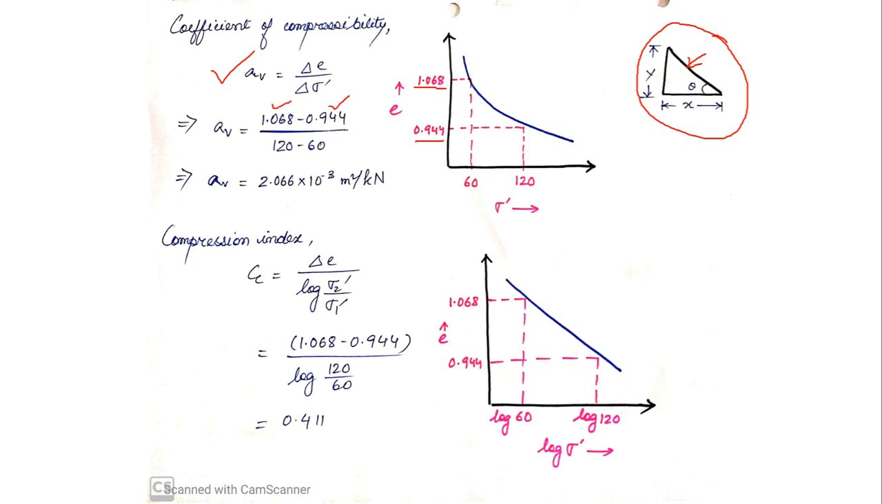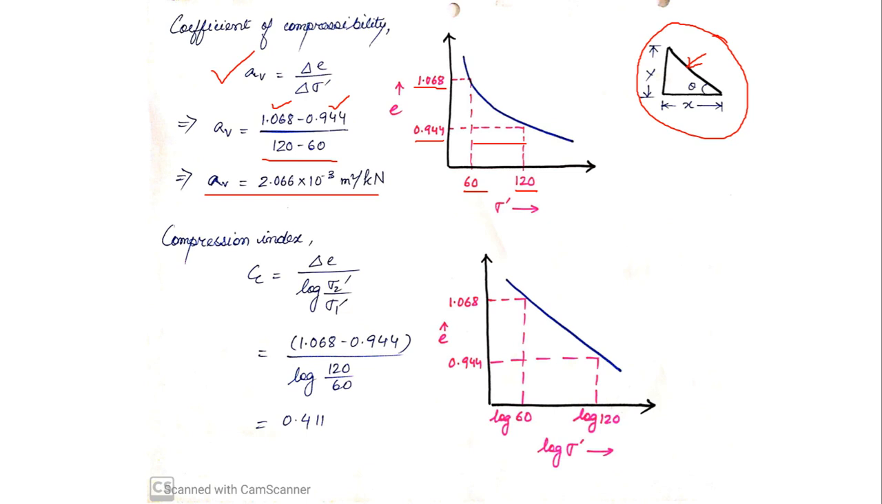And what is the value of x? x will be this much. This is 120 minus 60, right? So if I solve this, I will be getting the value of av, which is 2.066 into 10 to the power minus 3. So the answer is exactly the same as the one we got in the first approach.